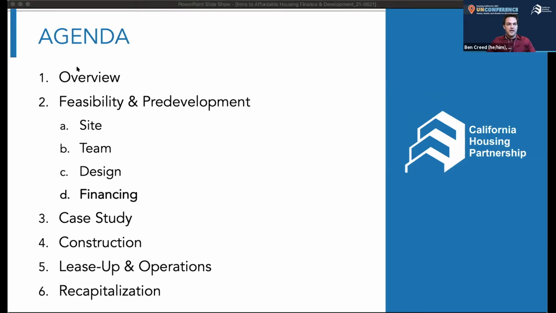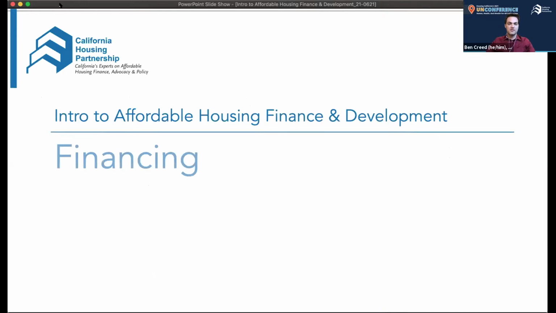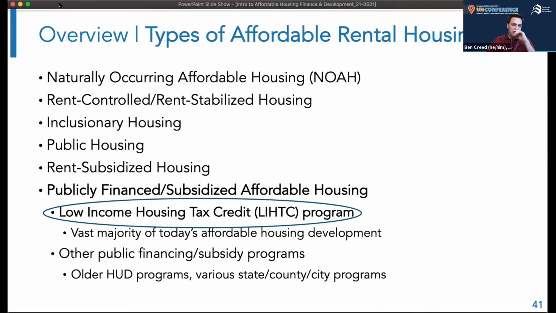I'm going to move ahead to the next section, which is on financing. So you've got your design. How are you going to pay for all this stuff? As a brief reminder from the earlier slide, as Adrian mentioned, we're focusing here on the low-income housing tax credit program, which accounts for the vast majority of affordable housing development in California and nationwide. But it's really the underlying financial structure that differentiates all of these other forms of affordable housing. So this is the LIHTC context, and it's a big slice of the pie, but there's definitely other slices out there.